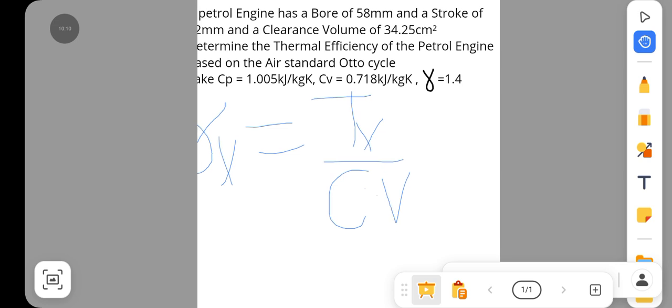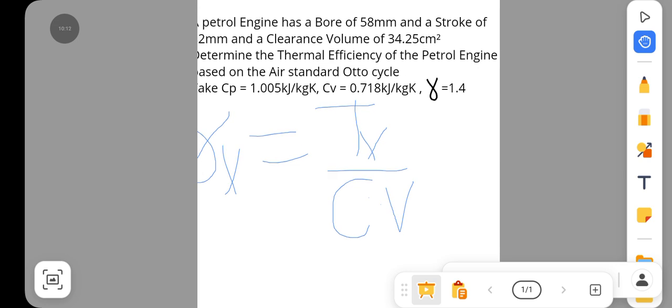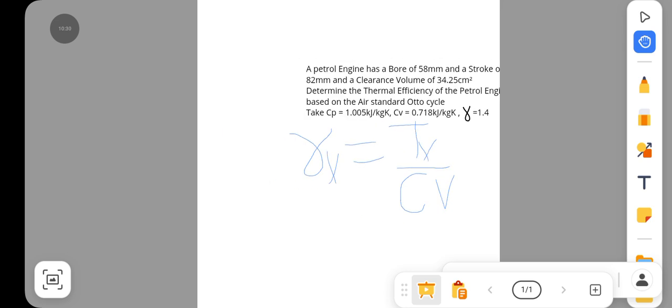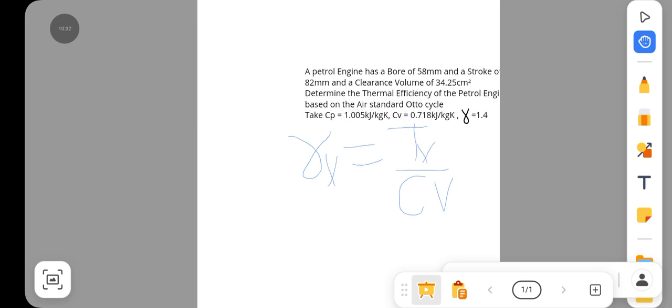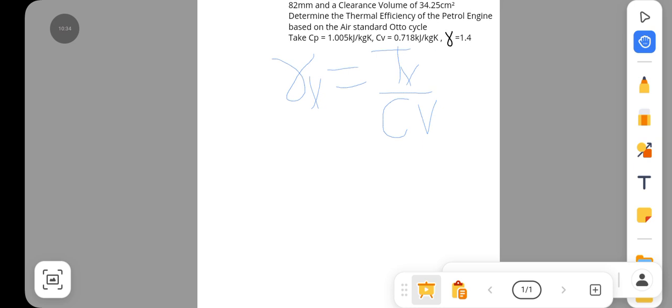So for us to find our swept volume, which is our SV, we know that our swept volume would be the area times the stroke. So we just need to find the area of our piston and the stroke so that we can be able to get our swept volume, then add it to our clearance volume so that we can continue with our work.